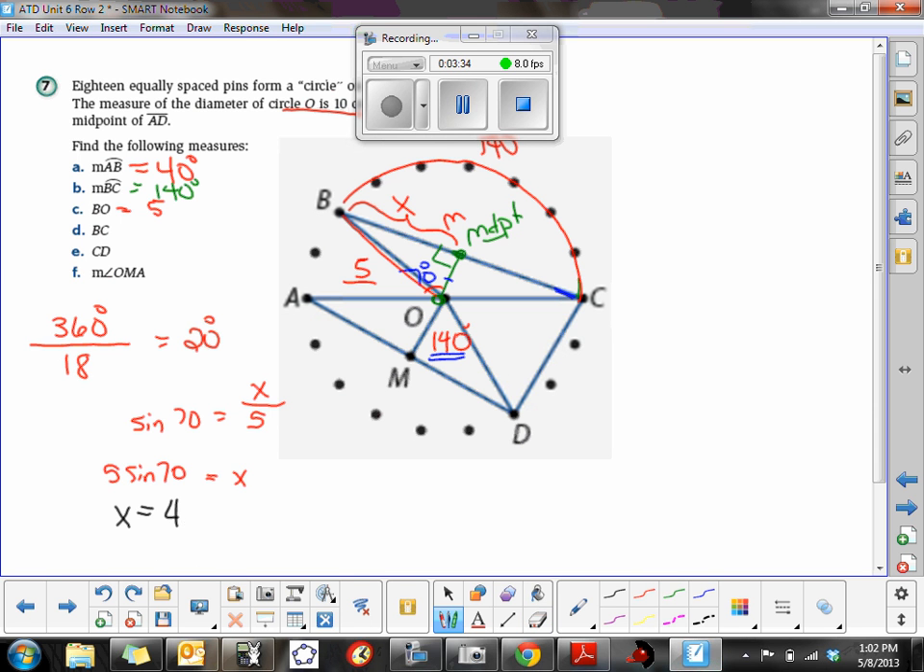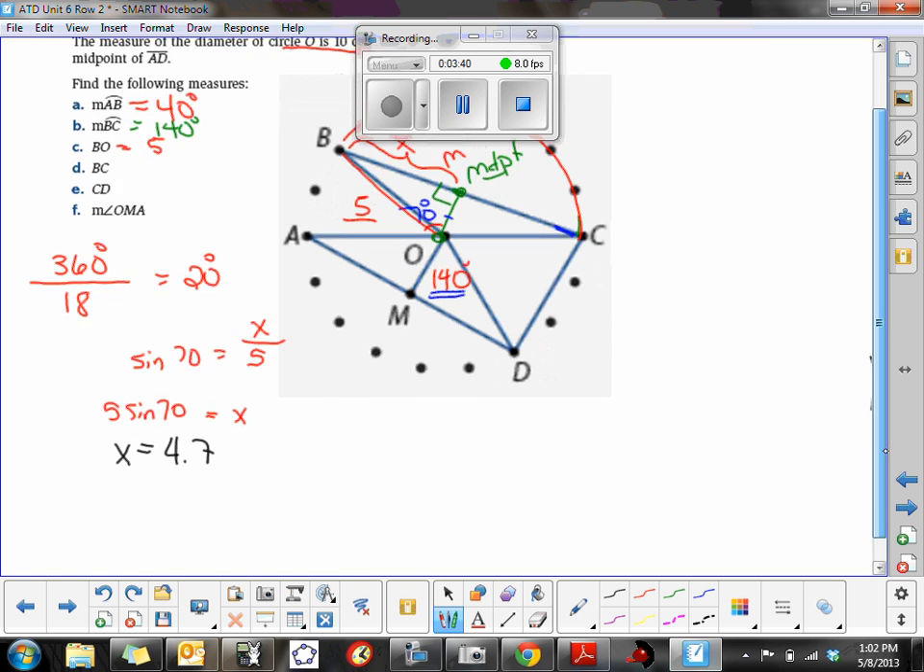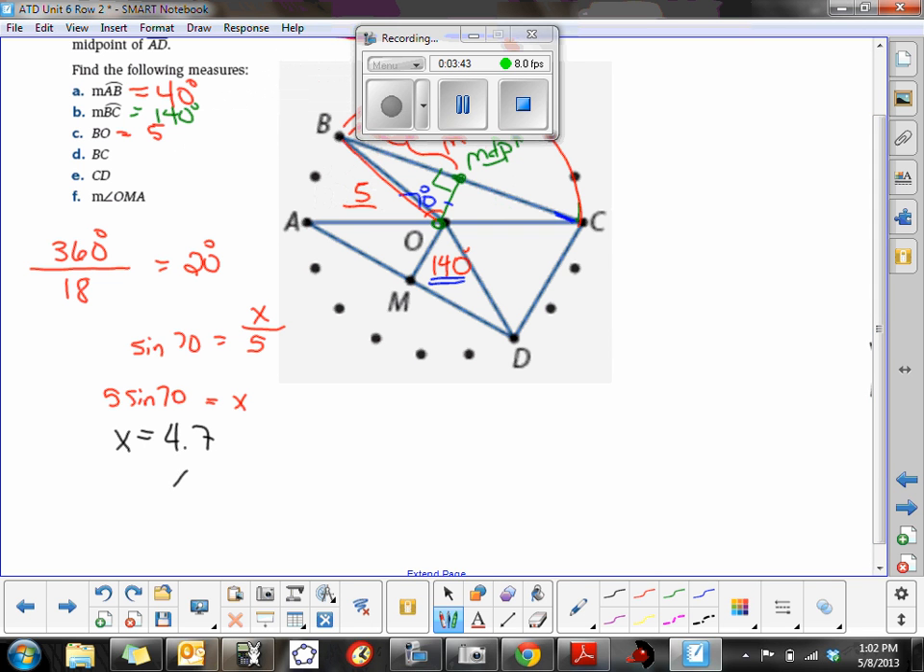So if we want to get the entire length of BC, we have to double that, since that was at the midpoint. So we're going to take this number and multiply it times 2. If we double it, that's going to give us 9.4 as the approximate length of BC.